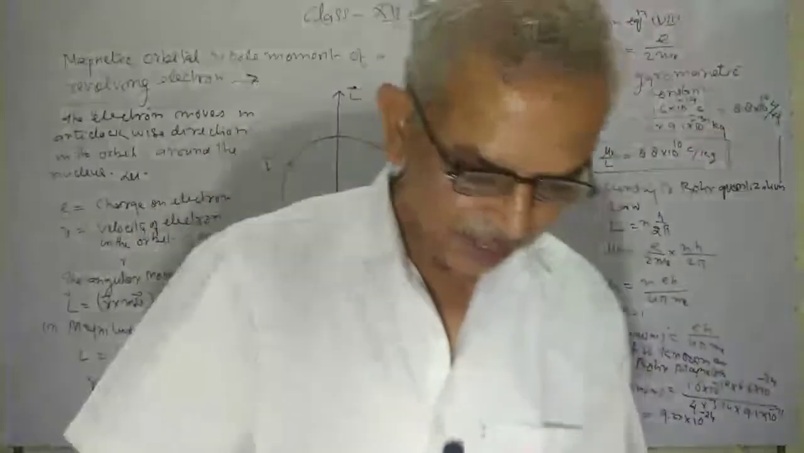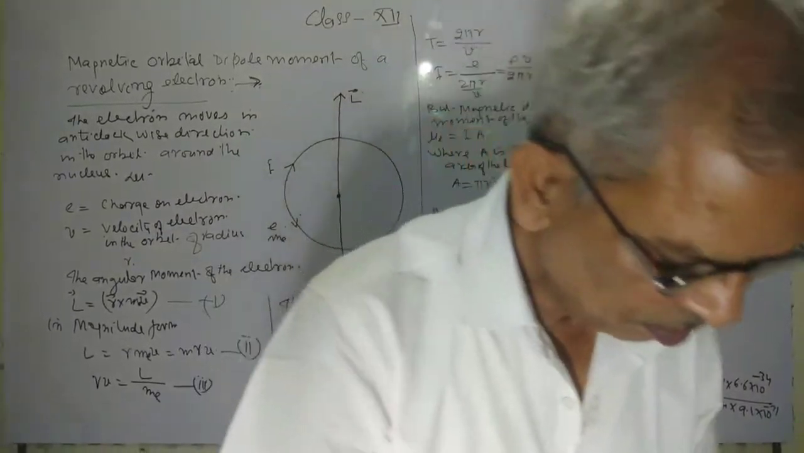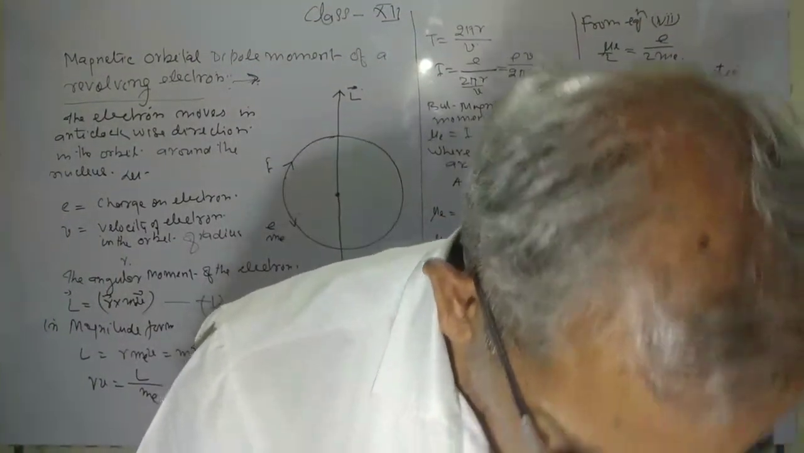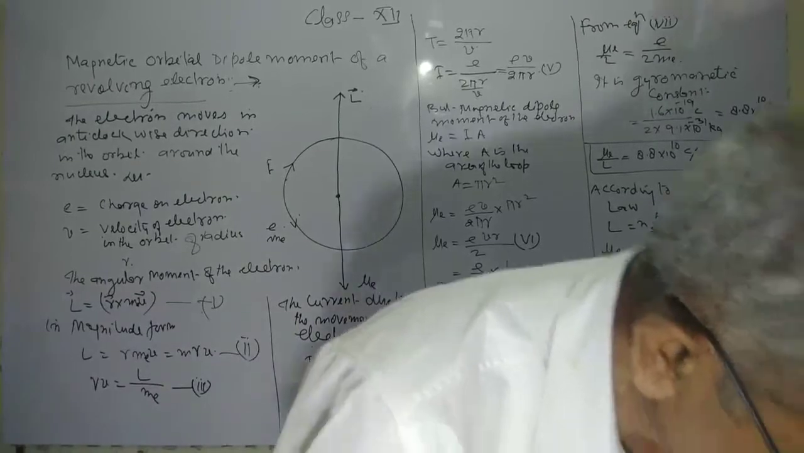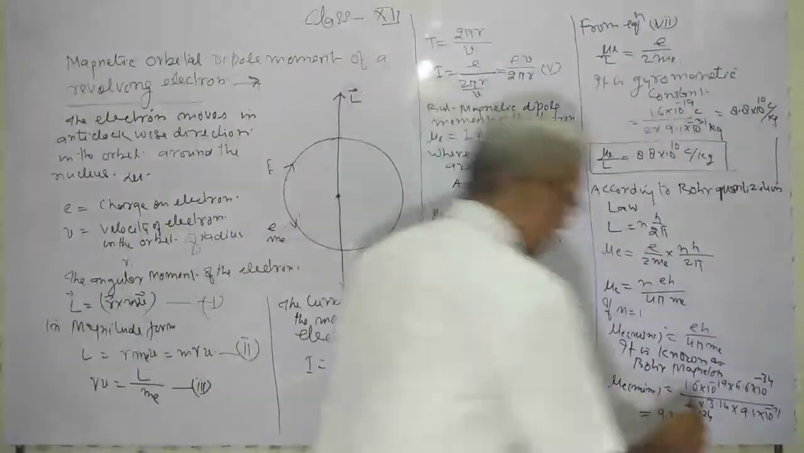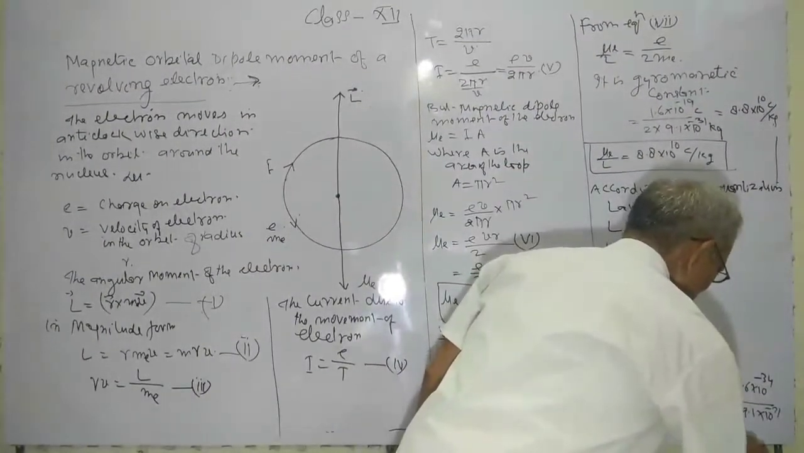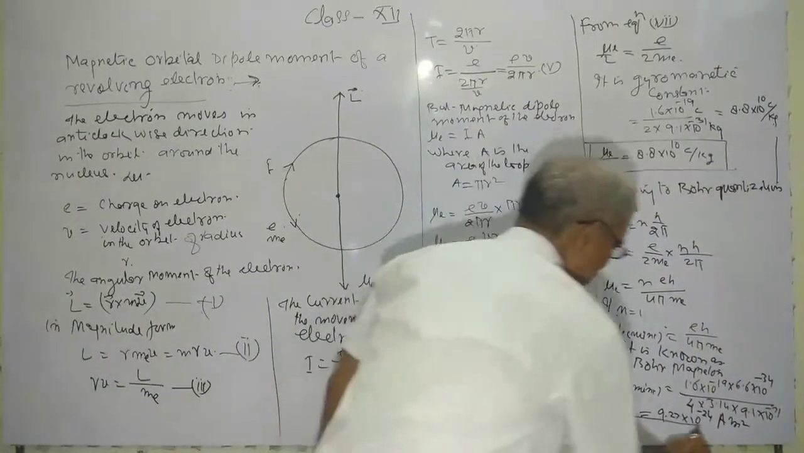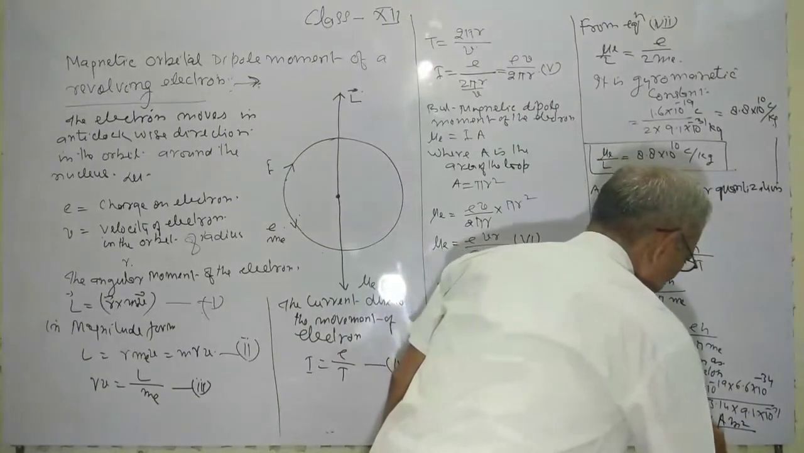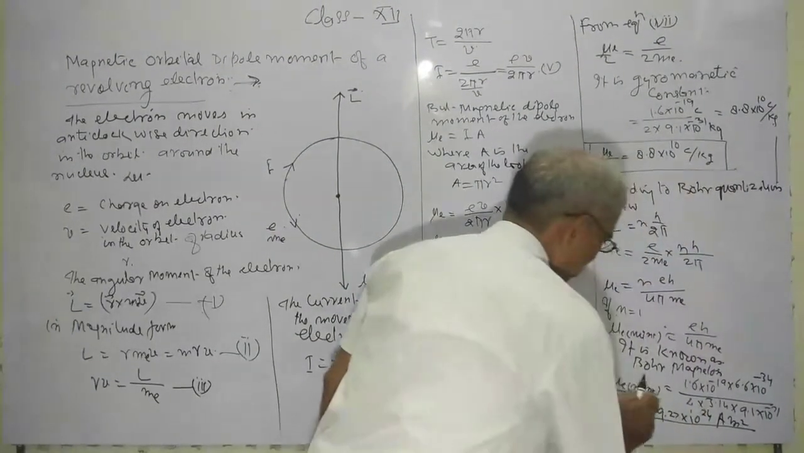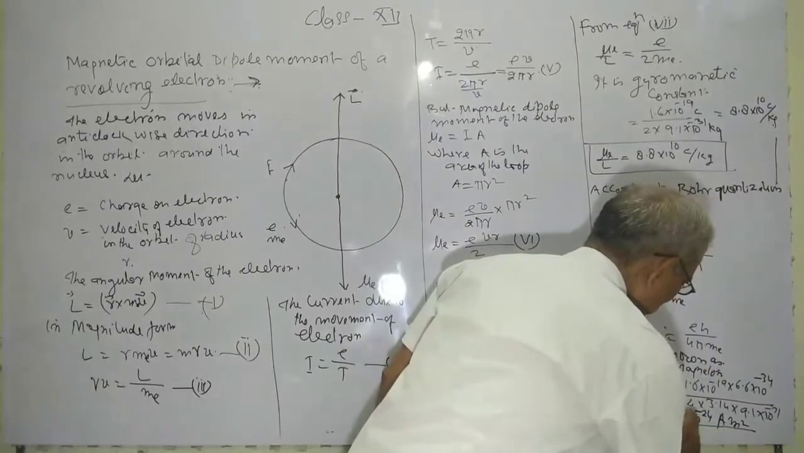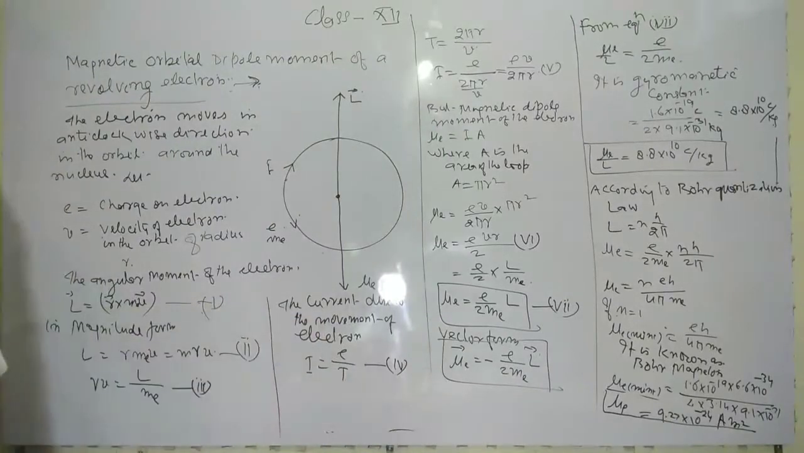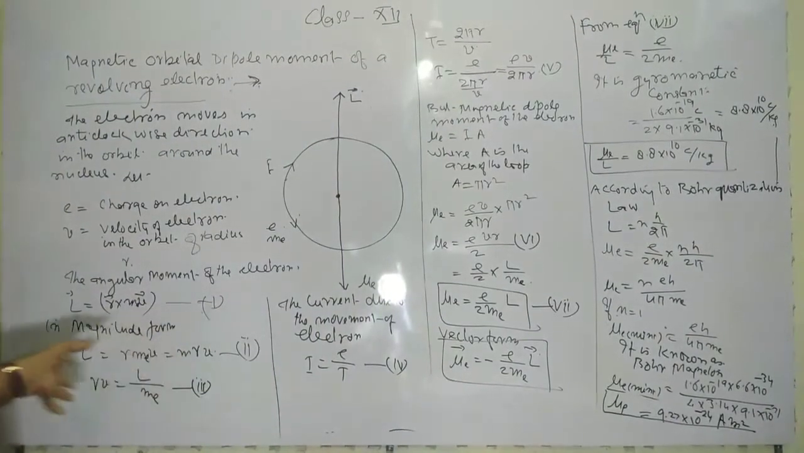So confirm it. Correct. And here, ampere meter square. This is the value of the Bohr magneton. Now again we explain.